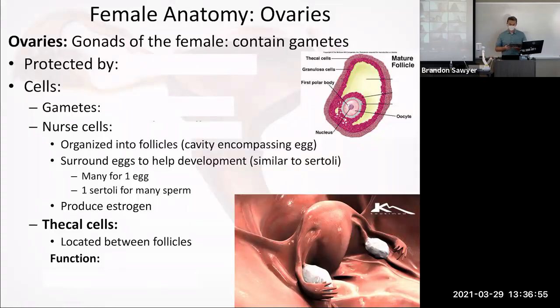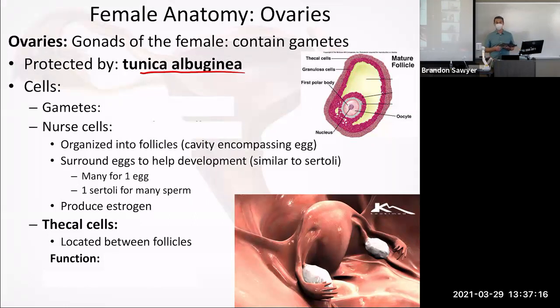So the ovaries are the female equivalent to the testes in the male, so we talked about. Let me make this a little bit bigger so you guys can see it. These are what contain gametes. They are protected by the tunica albuginea, the same name as the structure we found in the testes, that white membranous structure that protects the gametes.